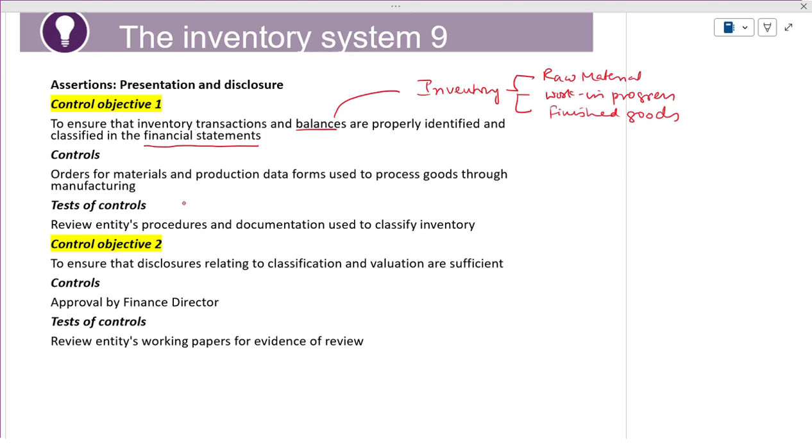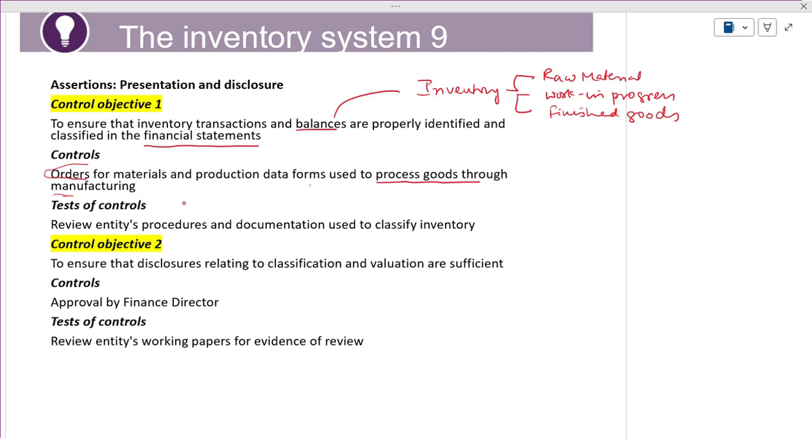Orders for materials and production data forms are used to process goods through manufacturing. What are the orders? How are we getting the orders? How are you matching them to the production data? Somebody will request inventory, and on what basis are they requesting it? What are the orders? Against the orders, you have to issue the inventory.